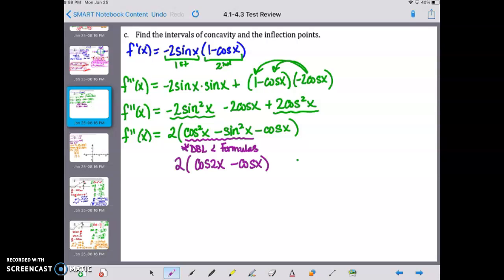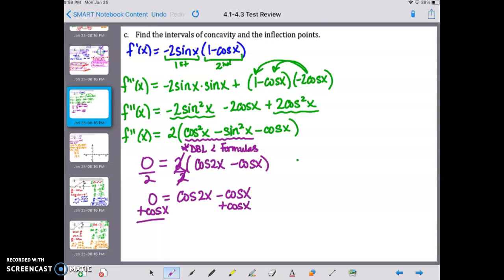And of course, when I'm finding my critical values of my second derivative here, I need to set this equal to 0. So just to simplify my life, I'm going to divide by 2, so I don't have to worry about that. So I get 0 equals cosine 2x minus cosine x. Okay, now where does this equal 0? I don't know. But here's something that I could do. Again, just kind of thinking outside the box.